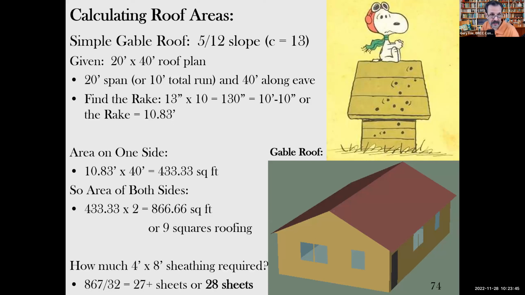But we need both sides, so you double that. And now we've got 866.66666 square feet, which we probably round up to 9, or at least 8.7 squares. Typically, we try not to round up and introduce a bunch of rounding error in estimating until the very end.